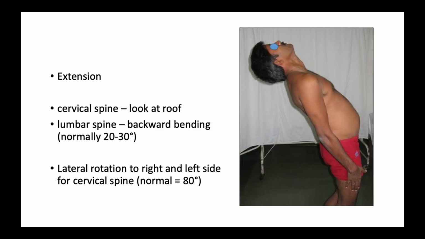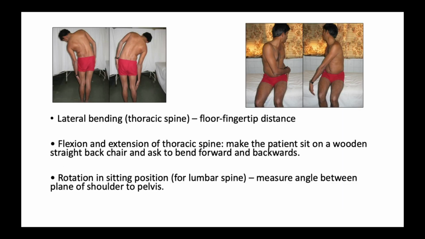For extension, ask the patient to look at the roof while checking extension at the cervical spine. For lumbar spine, perform backward bending. Candidates should have knowledge of the average range of these values in order to assess what is pathological. Lateral bending in thoracolumbar spine is assessed by checking the distance between the fingertip and the floor. Rotation is checked by measuring the angle between plane of shoulder and the pelvis.